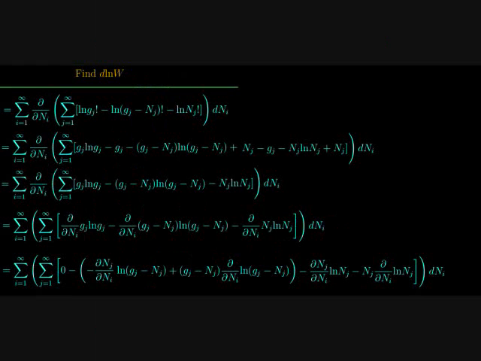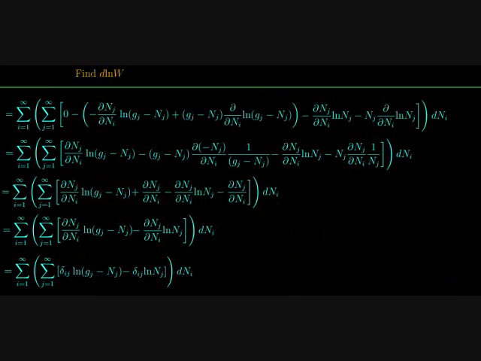Use Stirling's approximation to replace terms of the form natural log of x factorial with x times the natural log of x minus x. Cancel the n sub j minus n sub j and g sub j minus g sub j terms. Bring the derivative operator into the sum. g sub j is a constant because the number of states with energy E sub j can't change. So the derivative of g sub j with respect to n sub i is 0. Use the product rule on the other terms.